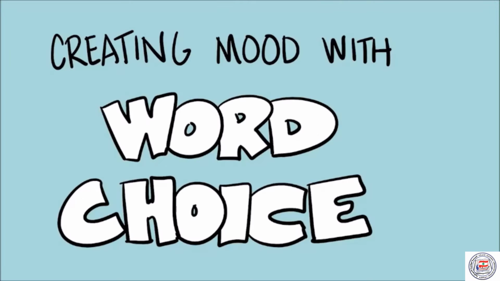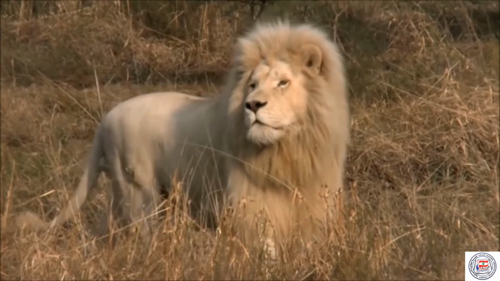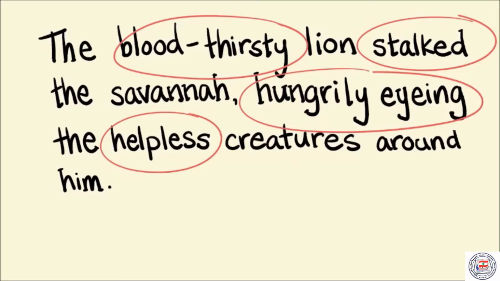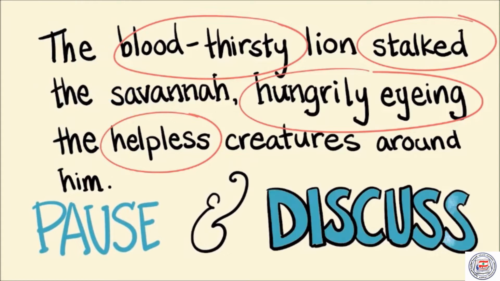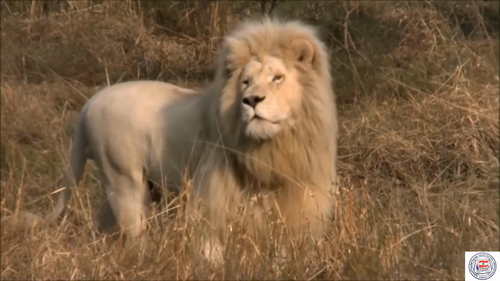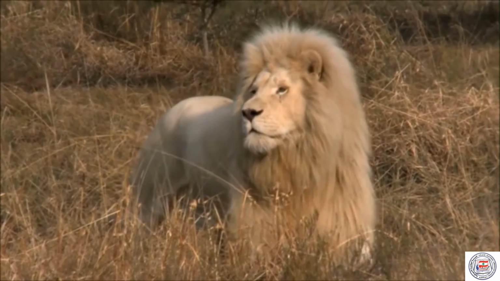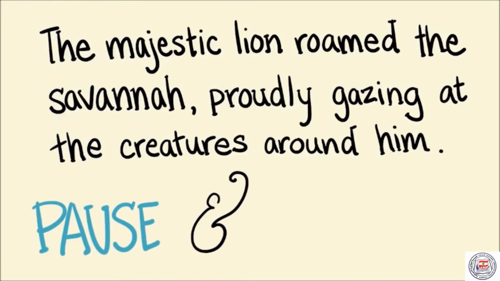Let's look at some examples. Listen to this sentence. The bloodthirsty lion stalked the savannah, hungrily eyeing the helpless creatures around him. Pay attention to the circled words. What mood do they create? Now listen to this sentence. The majestic lion roamed the savannah, proudly gazing at the creatures around him. How has the mood changed? Which words helped create this mood?